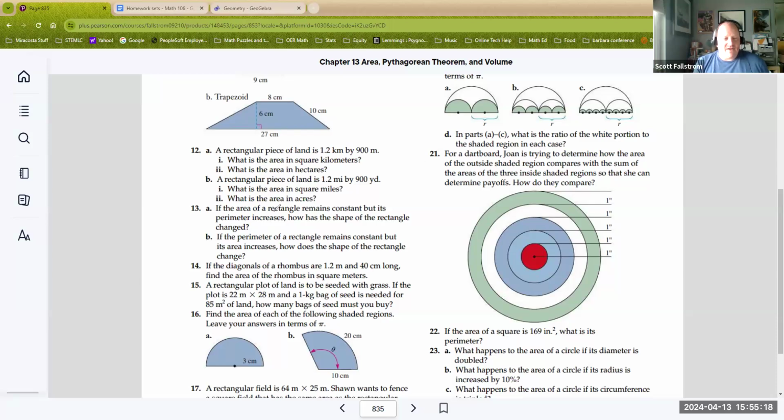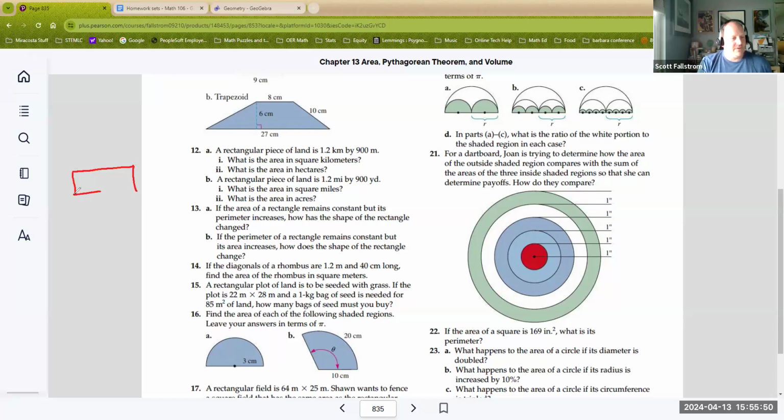Let's see here. Half the area of a rectangle remains constant, but its perimeter increases. How has the shape of the rectangle changed? So a rectangle's area remains constant, but the perimeter increases. Interesting. If the perimeter of a rectangle remains constant, but its area increases, how does the shape of the rectangle change? So if you want to think about perimeter, I'll give you maybe a nudge on this one.